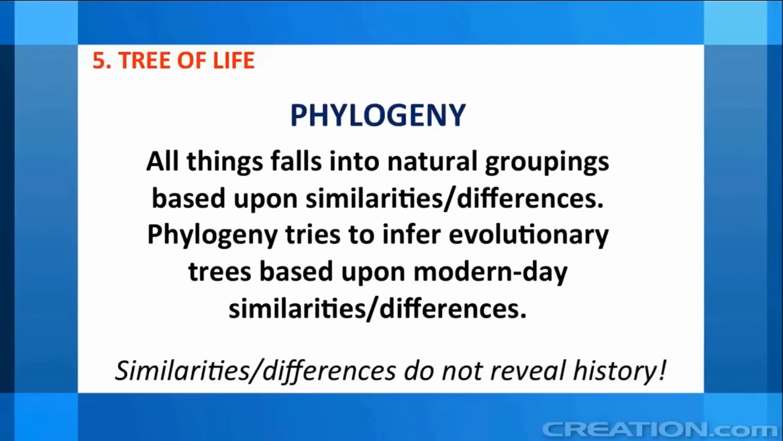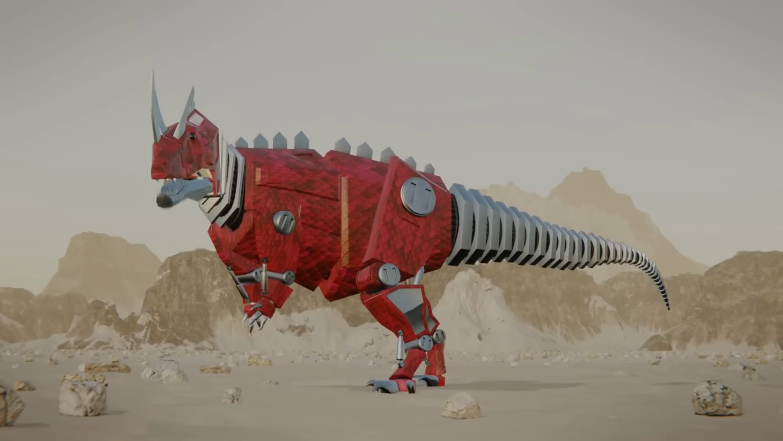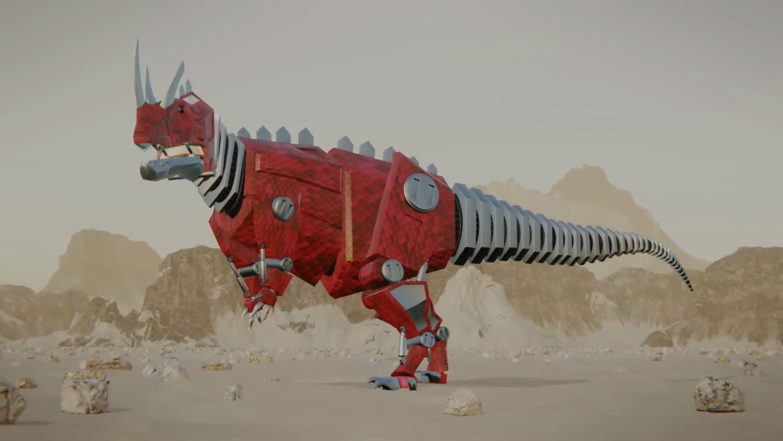Okay, so the idea of phylogeny is anything, the stuff in your kitchen, the stuff in your garage, your wardrobe, all things can be grouped naturally based upon their similarities and differences. No, that's not the idea, and he damn well knows that.